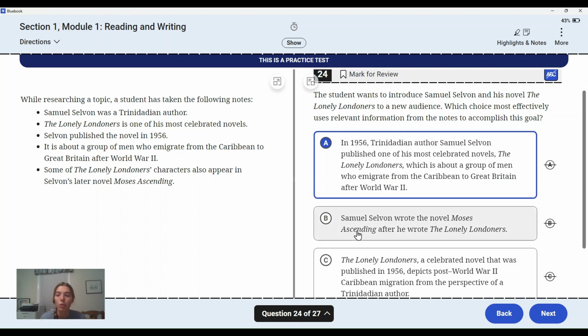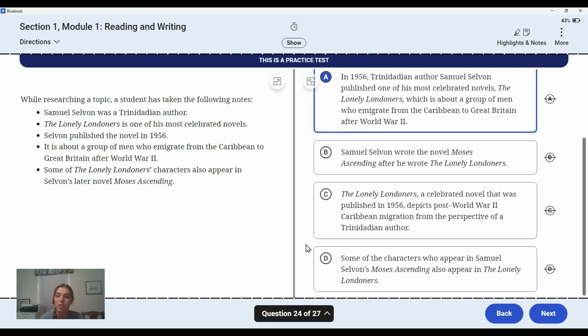Samuel Selvin wrote Moses Ascending after he wrote The Lonely Londoners. Doesn't do either. Doesn't introduce him, doesn't introduce his book. Or give extra information. It says those two things, but doesn't tell the audience more about them. The Lonely Londoners, a celebrated novel that was published in 1956, depicts post-World War II Caribbean migration from the perspective of a Trinidadian author. Does a great job with introducing The Lonely Londoners, but it doesn't even say Samuel Selvin's name. Doesn't introduce him properly.